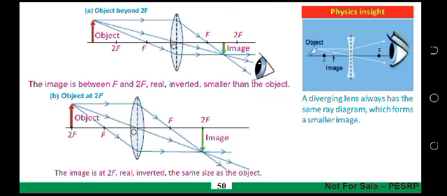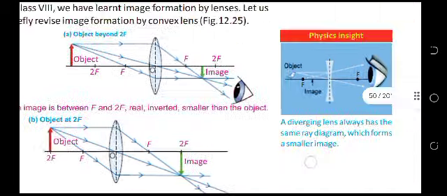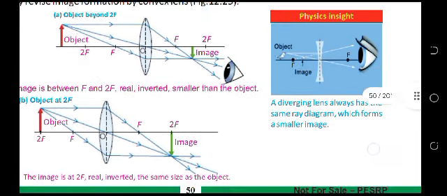The images between F and 2F: real, inverted, smaller than the object. Object at 2F: the image is at 2F, real, inverted, the same size as the object. Physics insight: a diverging lens always has the same ray diagram, which forms a smaller image.